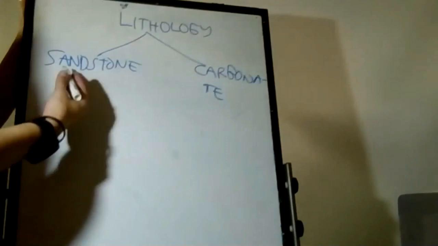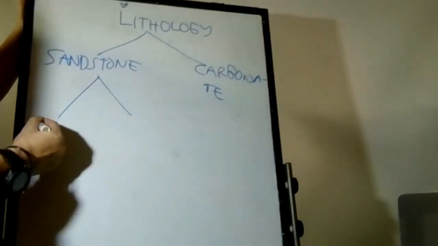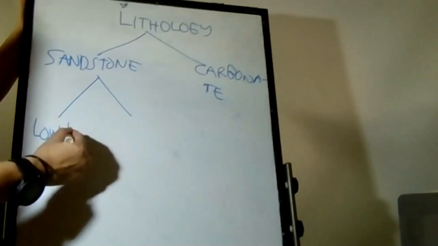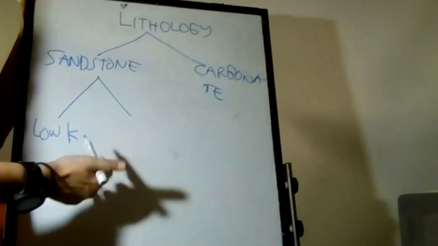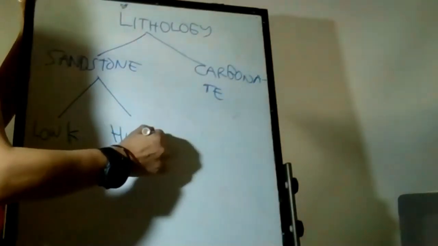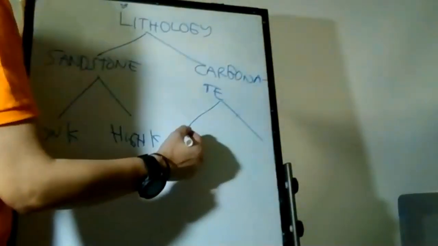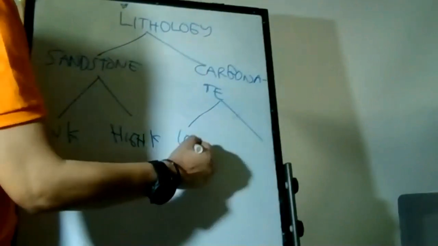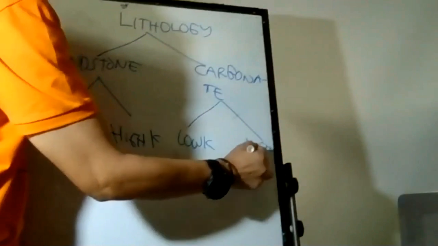So under sandstone, you have two types here. Number one is low permeability. My notation is K for permeability, all right, guys? And number two is, of course, high permeability. Then under carbonate, you have a similar situation: low K and high K.